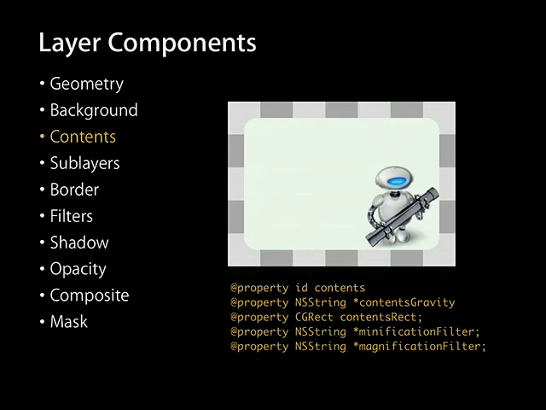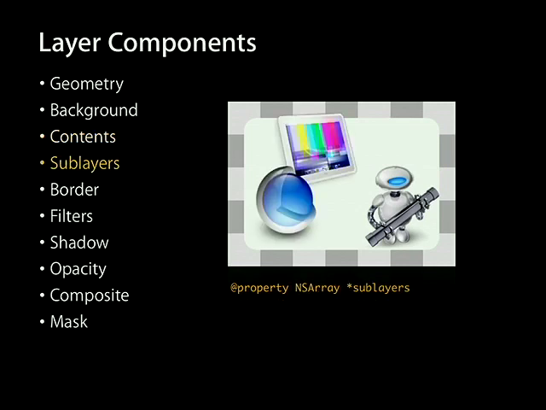On top of the background, we put the content, and this is the stuff you draw or the image you give us. And there are a number of ways to define how that content is mapped into the layer geometry, because, for example, the image may be bigger or smaller than the layer itself. So you can tell us, align to the top left or the bottom right or resize or whatever. Contents rect we'll get to later.